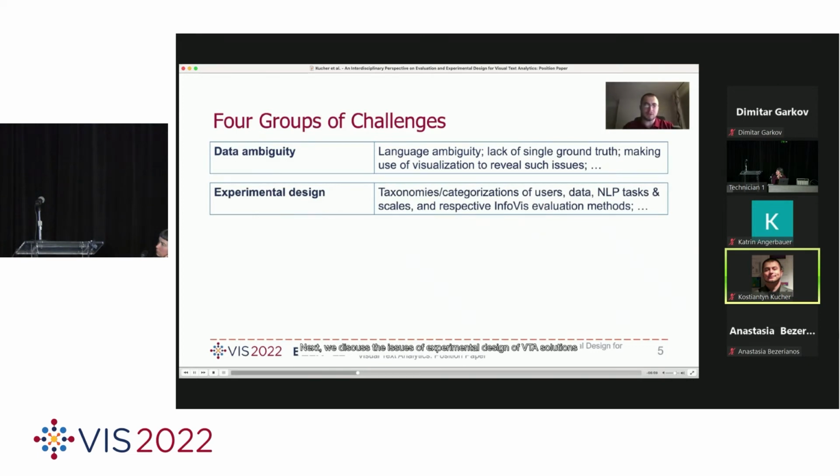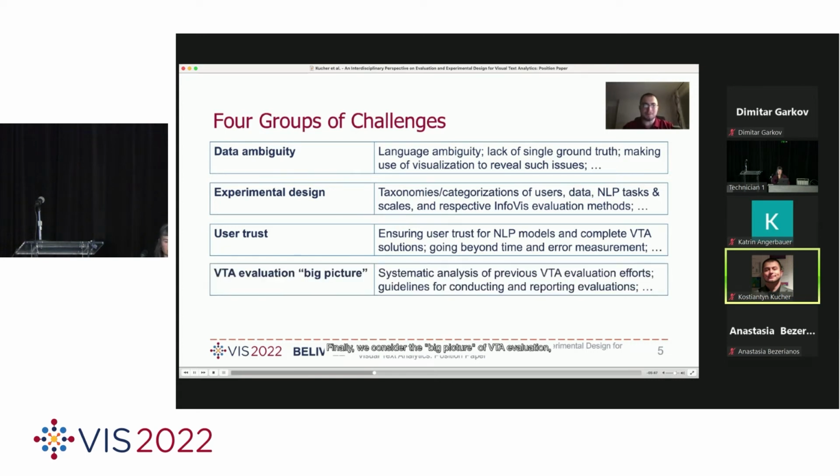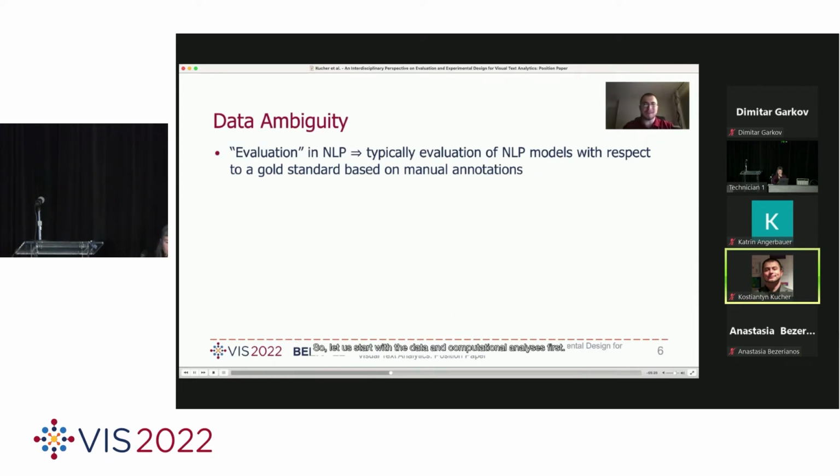Next, we discuss the issues of experimental design of VTA solutions with respect to the underlying data and NLP techniques. The third group of challenges is related to the user trust concerns for VTA solutions, including the issues of trust measurement. Finally, we consider the big picture of VTA evaluation, which is related to the first 3 groups of challenges, but also to the necessity of conducting further systematic analysis of the existing body of work in this area and the potential guidelines for design and evaluation of VTA. So let us start with the data and computational analysis first.